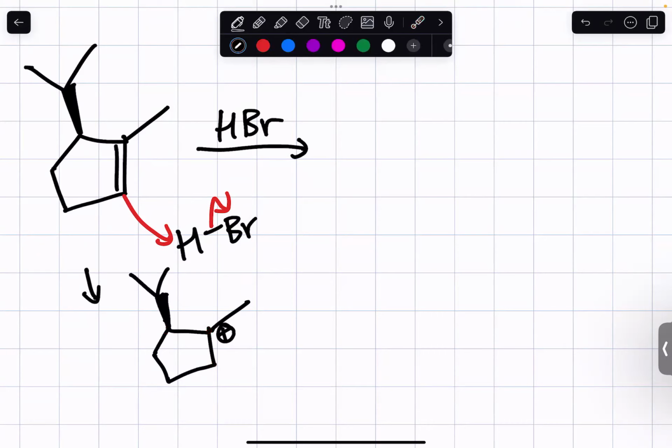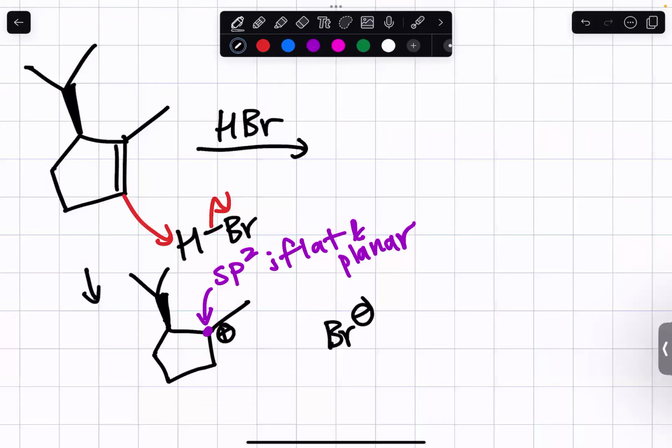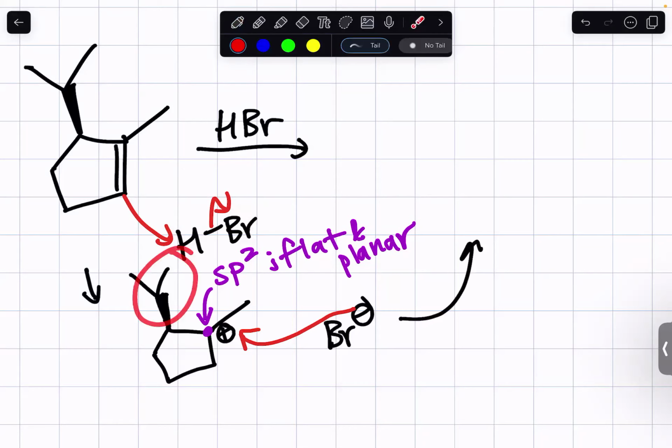Now, you know how this is an sp2 carbon that is flat and planar? The bromide can come in on the top or bottom side, giving a wedge or dash product. But there is a preferred side: the dash side. Because of this group right here that is a wedge, it's blocking the bromine from becoming a wedge as well. There's steric hindrance on the top side.